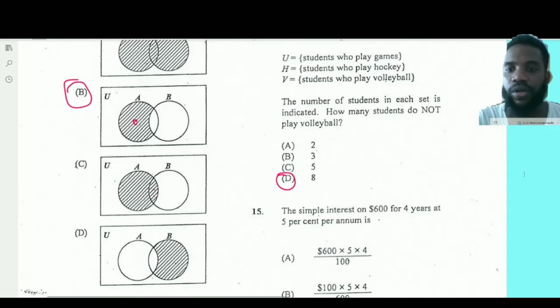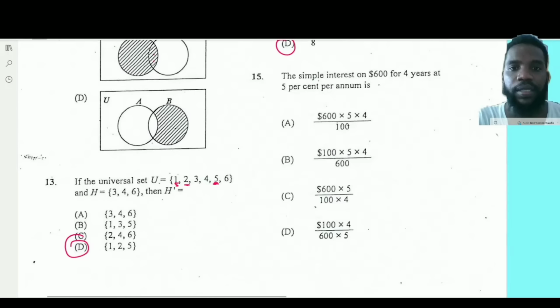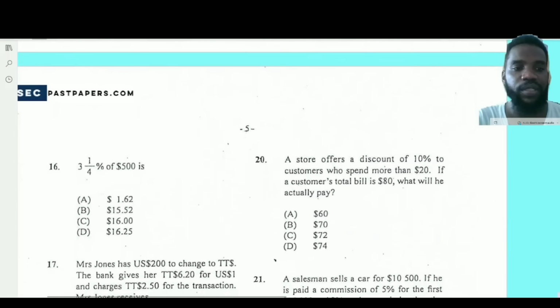Right, question number 15. It says the simple interest on 600 for 4 years at 5% per annum is. Now, simple interest, please remember this formula. So principal multiplied by the rate multiplied by time in years all over 100. So I'm looking for 600 times 5 times 4, whichever way it goes. So 600 times 5 times 4 over 100. Option A, we don't need to go any further. All right, very important formula, we must know it.